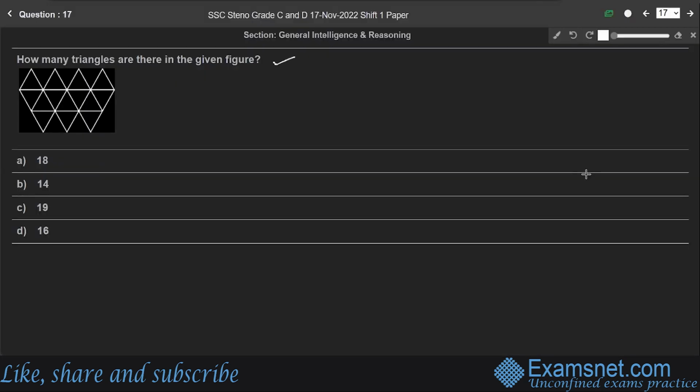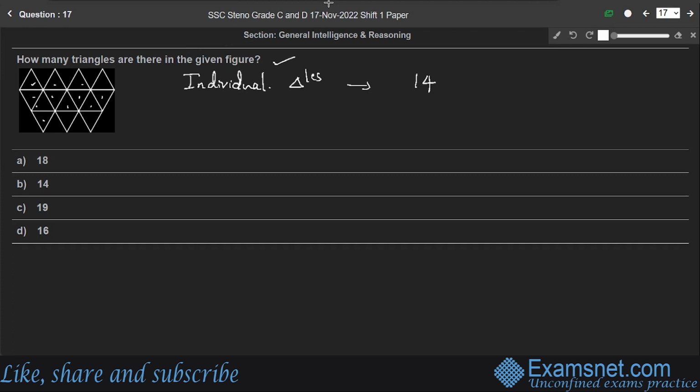Question number 17. How many triangles are there in the given figure? Let us consider the individual triangles first. Individual means the small triangles, not by adding two or more triangles. Individual triangles are 1, 2, 3, 4, 5, 6, 7, 8, 9, 10, 11, 12, 13, 14. So 14 individual triangles.